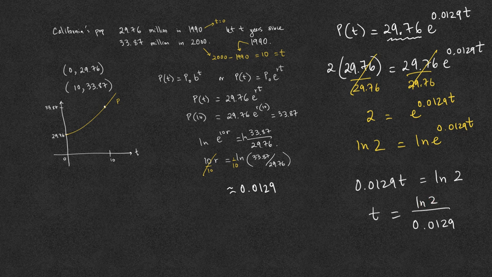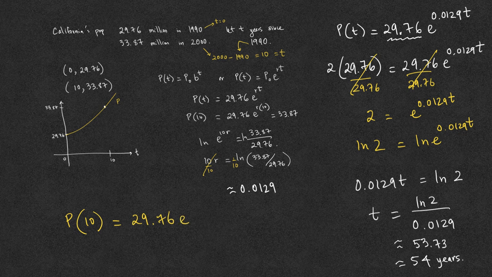It is ln of 2 over whatever the value of r is. We then put this in a calculator to get roughly 53.73, or about 54 years. We estimate that after 54 years since 1990, California's population will double. Use the function to predict the population of California in 2010. Now, 2010 is 20 years since 1990. We simply plug in 20, not 2010, into the equation.